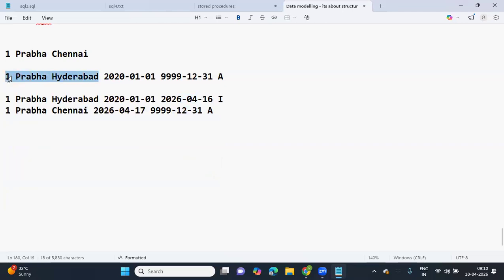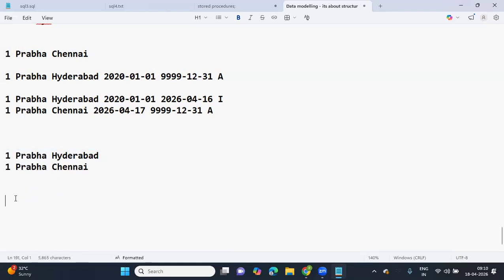Okay, she is in Hyderabad first. This is my table. Assume that this is my table. And now you see there is a new change. She is in Chennai now. You are getting the data from the source like this. So here you will maintain in the table how you will maintain this information. I'm showing another way of maintaining this.